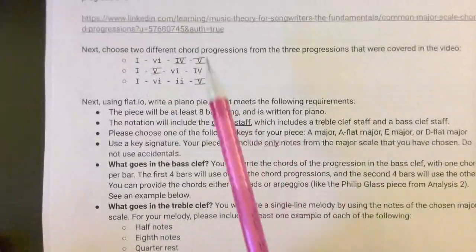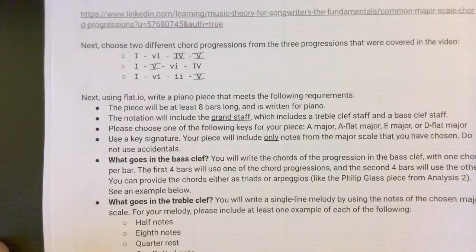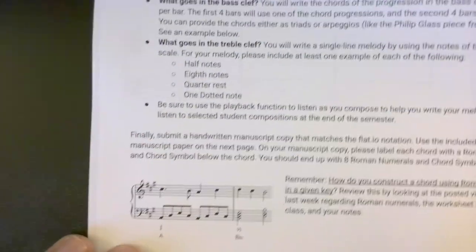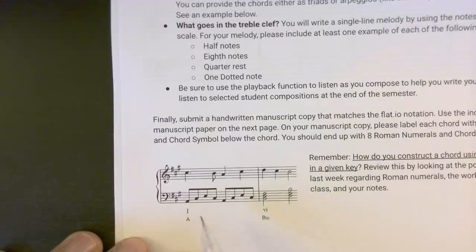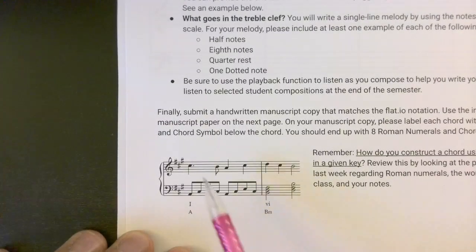Okay, so let's say I picked 1, 6, 4, 5 as my first chord progression. And you can see my example here. I started my piece with one chord per bar. So the first chord I have is this A major triad. This is in A major, that's the key I picked, and then I moved on to the 6th chord.